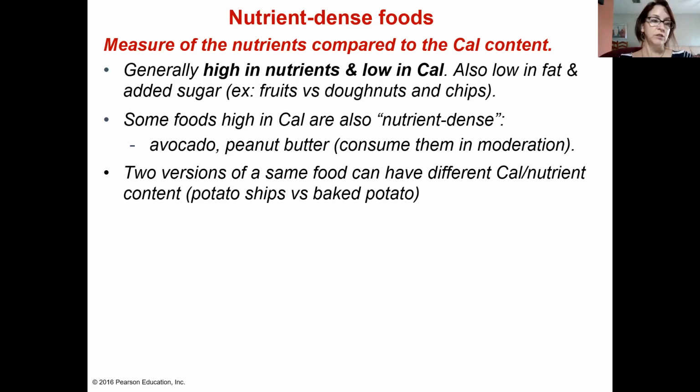And also it's important to notice that two versions of the same food can have different calorie and nutrient contents. So you can increase the calories depending on how you prepare the food. One example is potato chips versus baked potato. You will have the same nutrient content in terms of minerals and vitamins, but if you fry the potato, then you will have more calories in it due to the fats, the oil that you use for frying the potato.